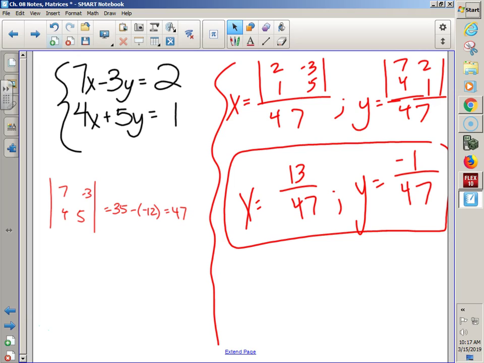I have to plug in 13 over 47? Or I have to plug in 13/47? And solve. Now, is that impossible? No. But would it have been nice? How hard were these numbers? Easy. Not bad. So could Cramer's rule be a faster variation on solving nasty two-variable systems?